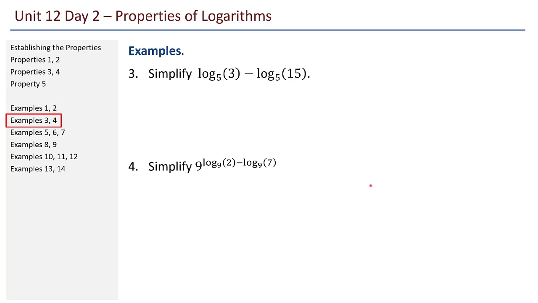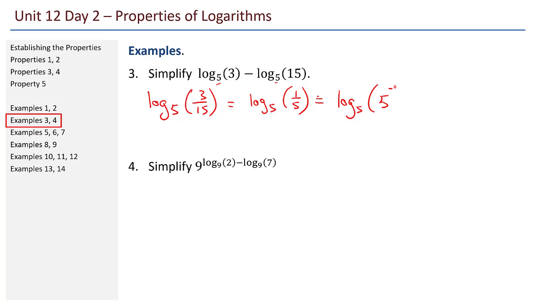Examples 3 and 4. Pause the video, give these things a try. All right, first one, number 3. Let's simplify these two guys. Okay, it's subtraction this time, so I'll be dividing. So log base 5, and it's important, make sure they have the same base. The properties don't work if they don't have the same base. 3 over 15. Oh, okay, well that fraction reduces. That's log base 5 of 1/5. And that 1/5, that reminds me, that's log base 5 of 5 raised to the negative 1. Look at that. That whole thing equals negative 1.